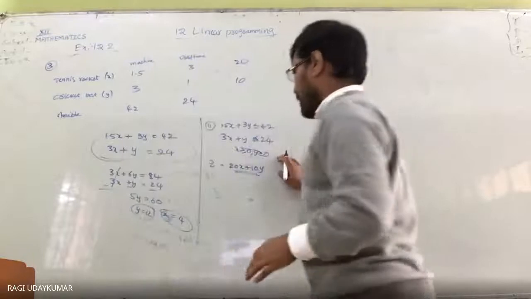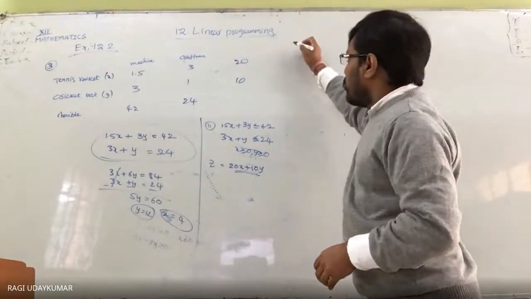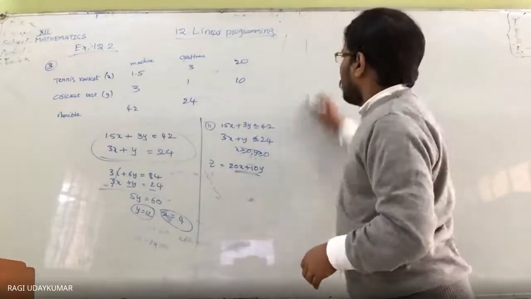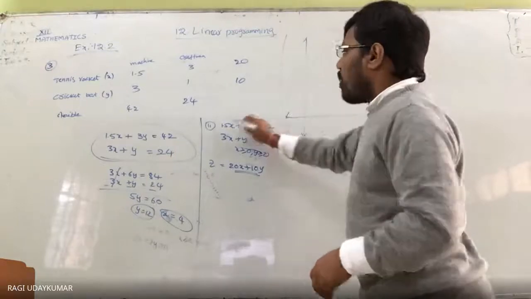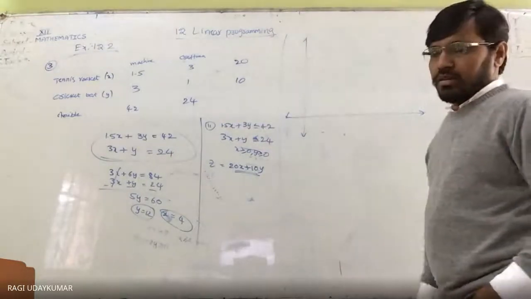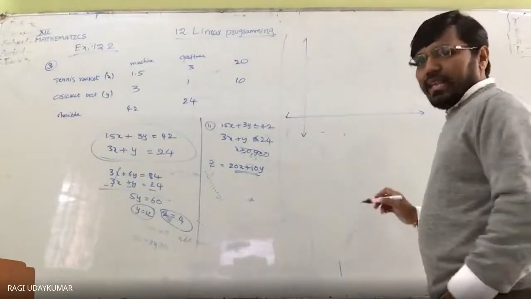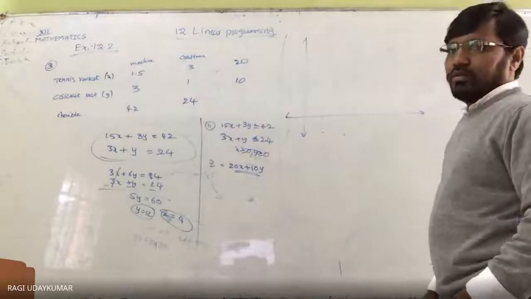Now the graph. To draw the graph of this, normally what you have to do here is take the x-axis and y-axis into consideration. What coordinates are you going to get? Take x equal to 0 in the first equation line you have to draw. If x equals 0, y equals 14 will come.